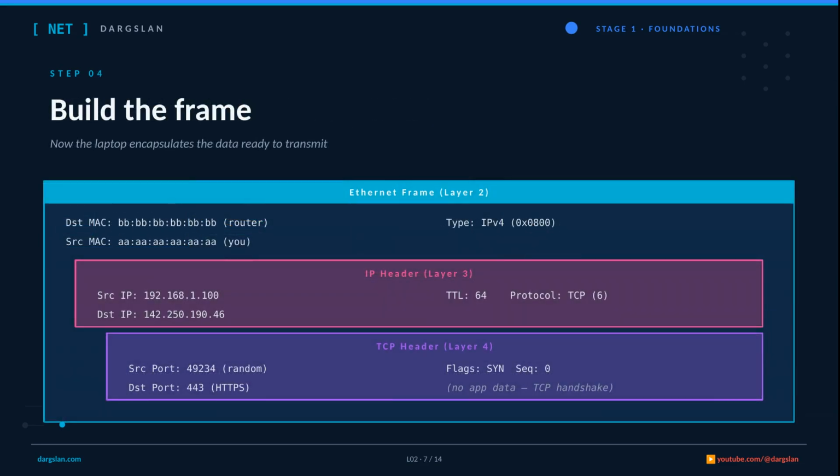And here's where it all comes together. Encapsulation in action. At the core, we've got a TCP header opening the conversation, a random source port, destination 443 for HTTPS, and the SYN flag set to start the handshake. That's wrapped in an IP header carrying your address and Google's, with a TTL of 64 and protocol TCP, and the whole thing is sealed inside an Ethernet frame addressed from your MAC to the router's. 3 layers, nested like envelopes, ready to hit the wire.